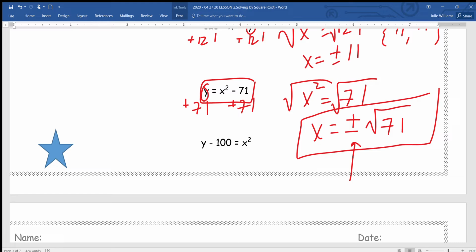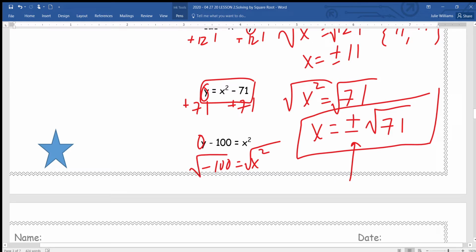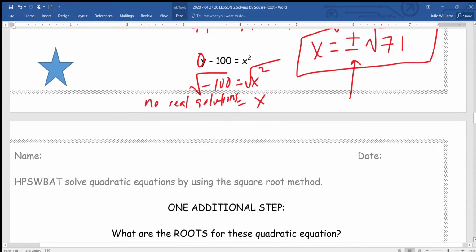Okay, last one is a little trickier. So I put in my 0 for y. I'm left with negative 100 equals x squared. Take the square root of both sides. So x is equal to, I can't take the square root of a negative number in Algebra 1. So I know, since that's the case, my solution is going to say no real solutions. They're only imaginary. You might see no real roots, something like that. And then I'll show you again next week what that will look like graphically.